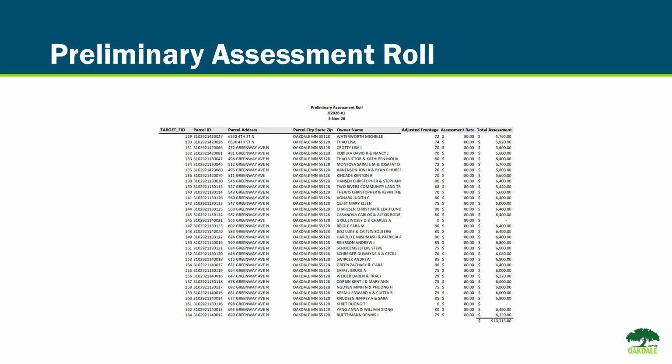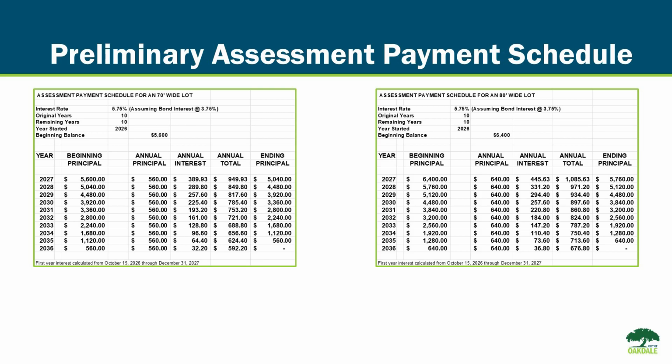There are 164 property owners on the assessment roll, and the total amount of the assessments is $910,315. Again, that represents about 14% of the project cost. Here are 2 examples of what the assessment payments may look like. As indicated earlier, the assessments are spread over a 10-year period. The example on the left is for a 70-foot wide lot.